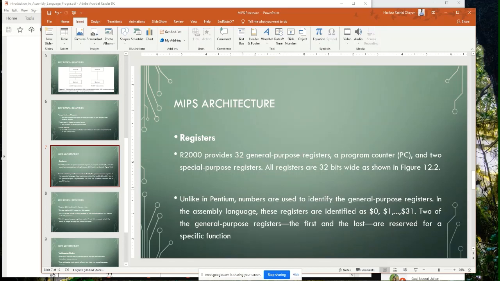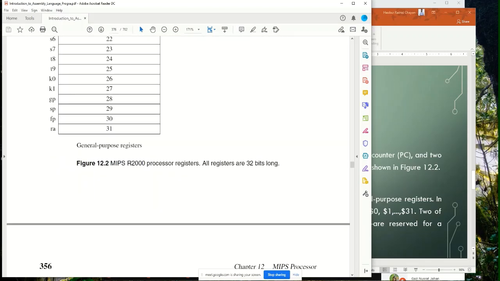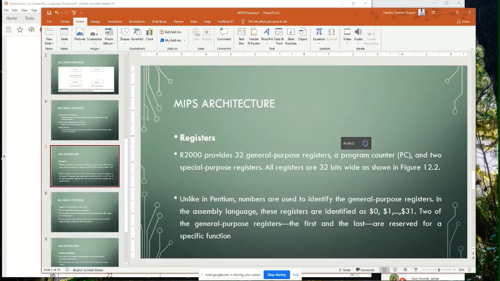If you compare with the Pentium processor registers, they have their own names, right? Depending on the responsibility, they have their own names like EAX, EBX, ECX, EDX, AL, AH, BL, BH, something like that. But here in the MIPS processor, they are identified by number. We know that we have 32, so the name of the first register is actually 0. The name of the second general purpose register is 1, like that. It goes from 0 to 31.